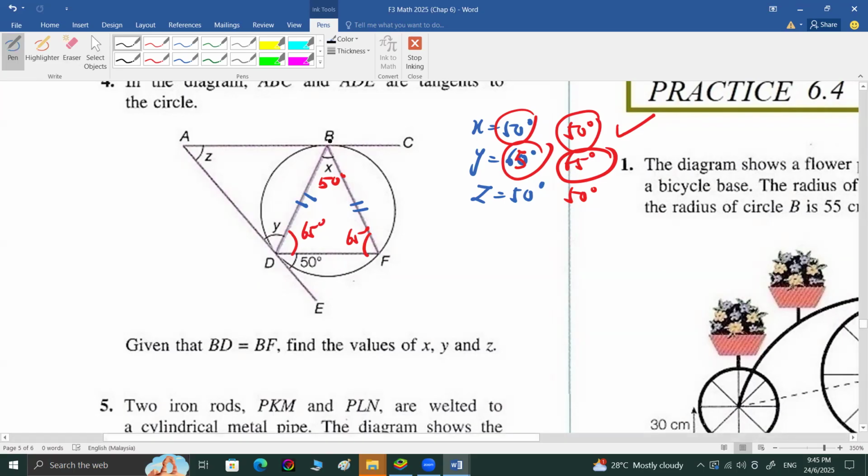Okay, last, you see this one, so this one is 65, right? Y is 65. And this is also 65, right? Because I say a common tangent will make the same length one, right? Common tangent will make an isosceles again. 65 and 65, 130. So Z is 180 minus 130. You'll get 50. Yes, good job.